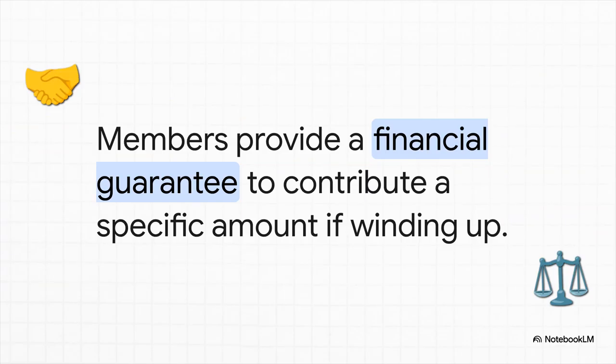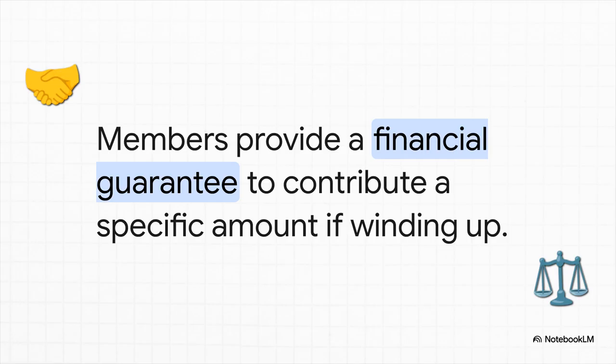Now, unlike your standard private companies, a nonprofit doesn't actually have share capital, so no one is out there buying stock. Instead, the whole financial structure operates on what's called a guarantee. This means the members formally pledge to contribute a specific, pre-agreed amount if the company ever winds up. And as an auditor, you better believe this guarantee amount is a crucial detail that needs to be tracked perfectly in your financial books.